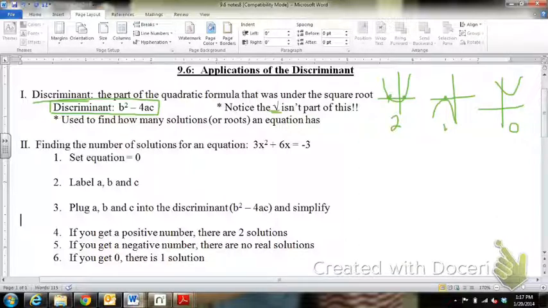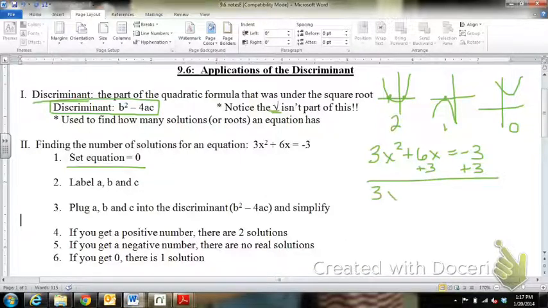So here's what we do. We're going to take 3x squared plus 6x equals negative 3. The first thing we always do is set our equation equal to 0, whether we're finding the solutions as with the quadratic formula, or if we're just saying how many. You always have to start with an equals 0. So I'm going to add 3. 3x squared plus 6x plus 3 equals 0.